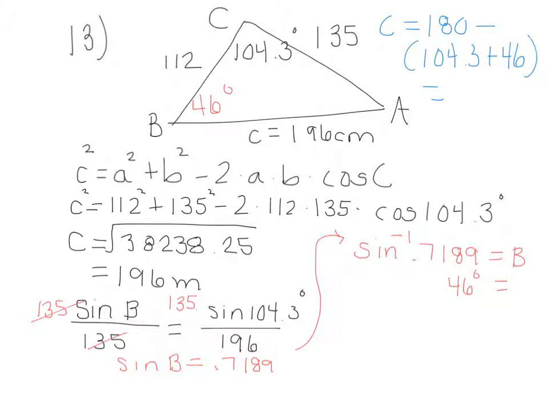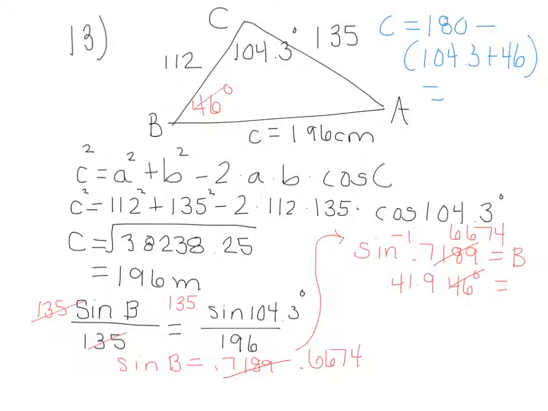sorry guys, I goofed. Angle B isn't 46 degrees. The inverse sine of 0.7. Okay, I was looking at the wrong problem in my answer key. When I calculated the sine of B here, by taking 135 times the sine of 104.3 degrees and dividing by 196, I get 0.6674. So then I do inverse sine of that. Sorry, I looked at the wrong problem on my answer key. The inverse sine of 0.6674 gives me about a 41.9 degree angle.